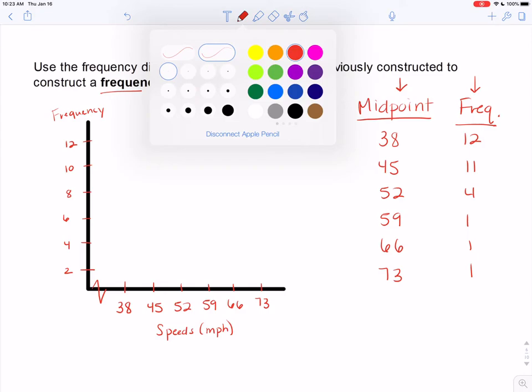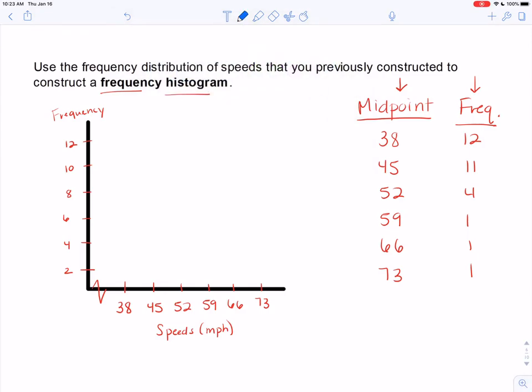All right, so now I'm ready to construct the graph, and what I'm going to do is draw a bar for each class. The bar should be centered over the midpoint, and the height of the bar should show the frequency. All right, so I'm going to start here at 38. Again, I want to center the bar over the midpoint. So I'm going to go up to the frequency of 12. I'm going to create my bar, and I'm going to bring it down on the other side. Always a good idea to use a straight edge when you're constructing these graphs, just to keep things as accurate as you can.